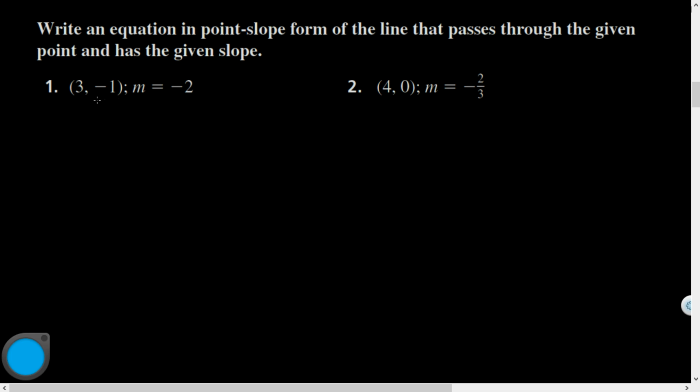So I've got a point and the slope. Hey, point-slope form. That sounds great. X1, Y1. I'll label this one over here too.